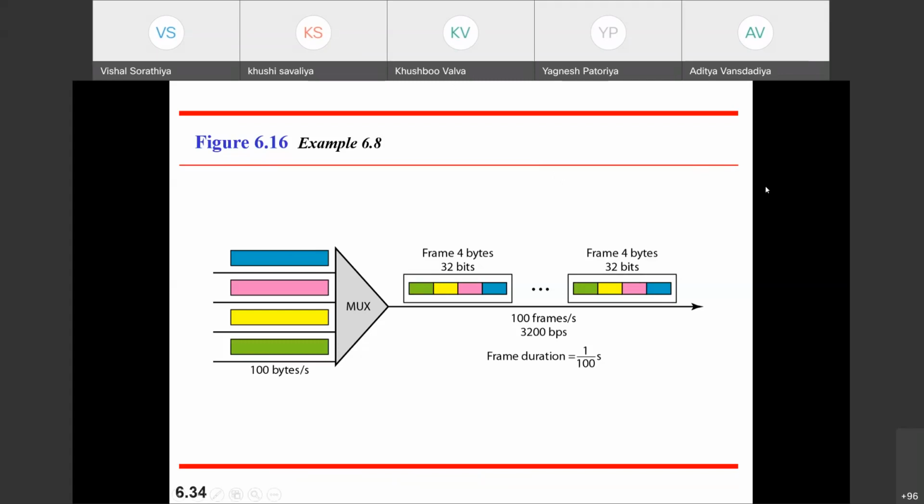Okay. It is showing that every second, 100 bytes must go for each station. But in the output, 4 stations are combined. In output there are 4 stations combined. So we can say what you need to look at is what happens after 1 second.